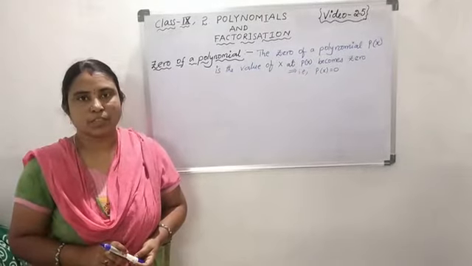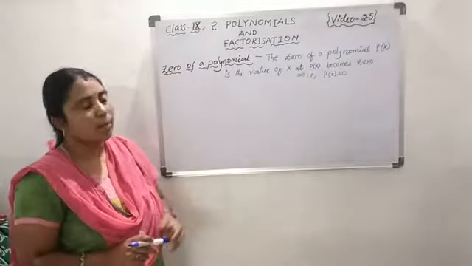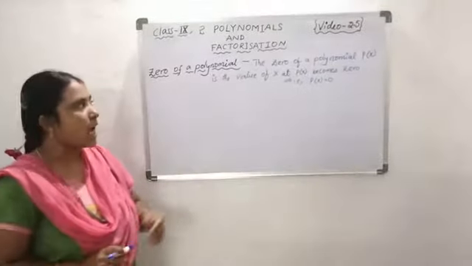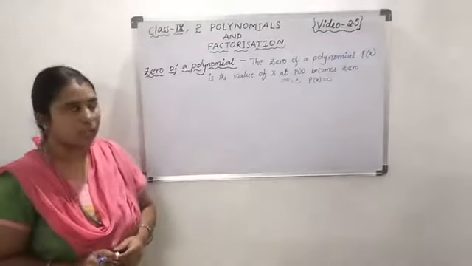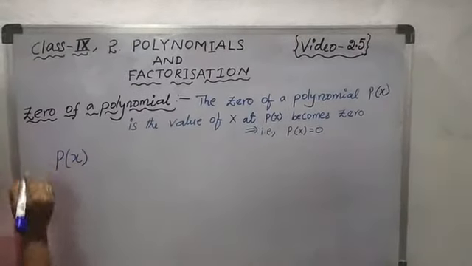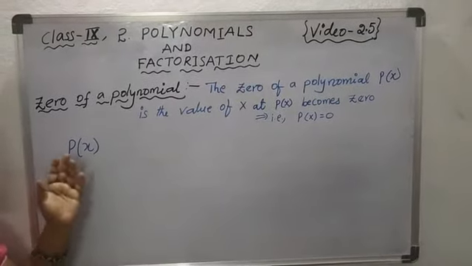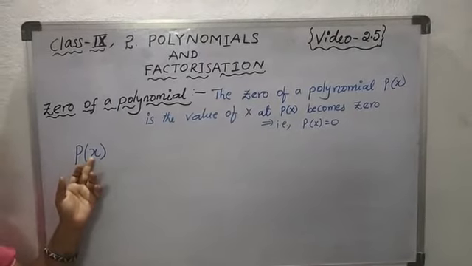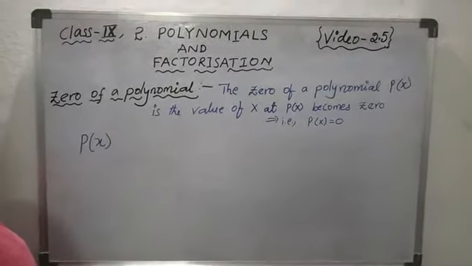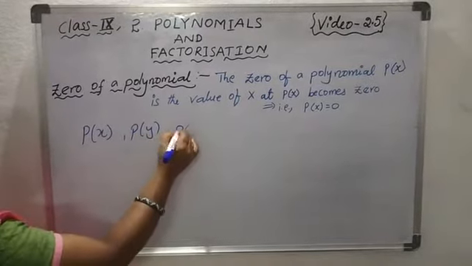Everyone, today we are dealing with what is a zero of a polynomial and how we can find the zero of a polynomial. As you know very well about polynomials, for example, we can consider p of x. Polynomials are denoted by p of x, a polynomial in the variable x. If we write p of y, the polynomial is in y. So whatever you need, you have to take that one.